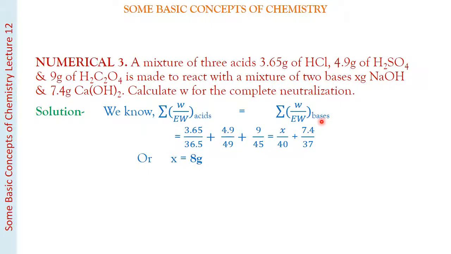So how do we do that? It is going to be 3.65 divided by 36.5 for HCl, then 4.9 grams of H2SO4 divided by the equivalent mass 49 for H2SO4, 9 grams of oxalic acid divided by the equivalent mass of oxalic acid, which is 45. This is going to be equal to X by 40 for NaOH and 7.4 divided by 37 for calcium hydroxide. And on solving, you are going to get the mass of NaOH required for complete neutralization to be 8 grams.